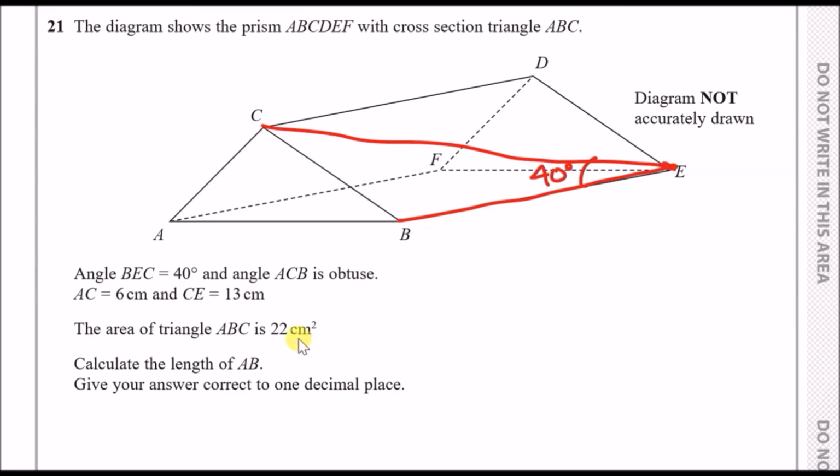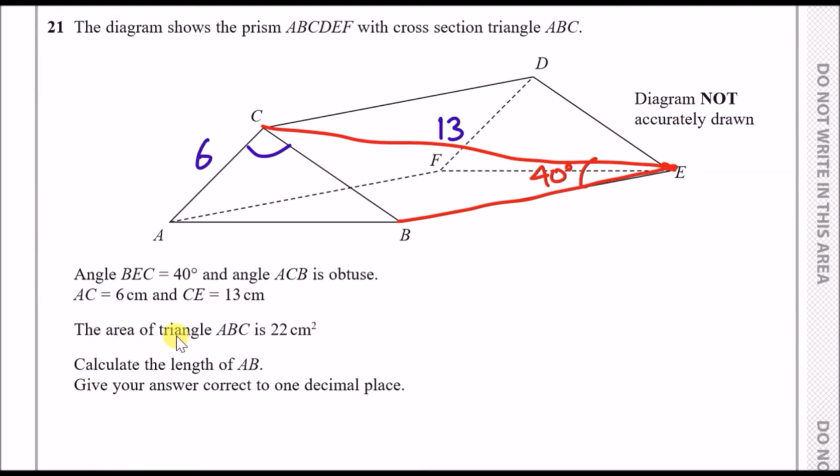And they also tell us that angle ACB is obtuse. And what obtuse means is that it's an angle which is larger than 90 degrees. Okay, so angle A to C to B, this part here, is greater than 90 degrees. Now for the next bit, it tells us that AC is 6 and CE is 13. So let's go ahead and update this prism. From A to C, we can just put 6 centimeters here. From C to E, which is the diagonal length, is going to be 13. So that's quite useful.